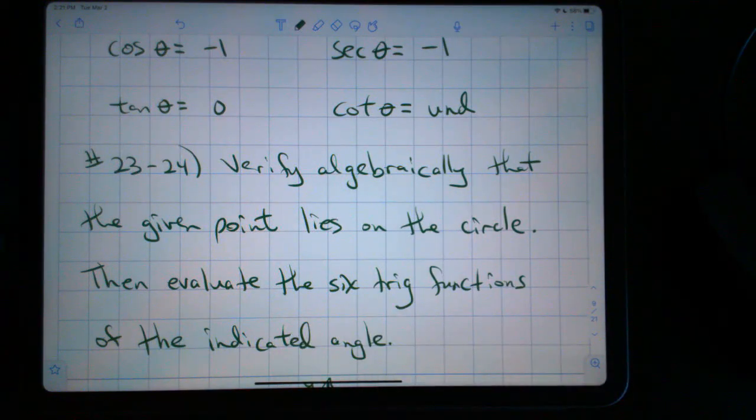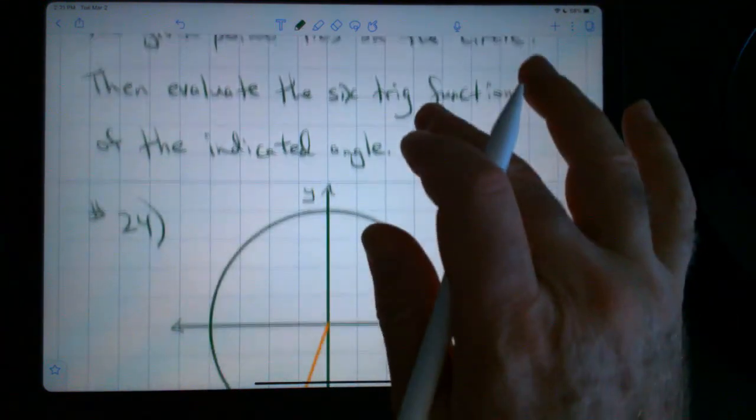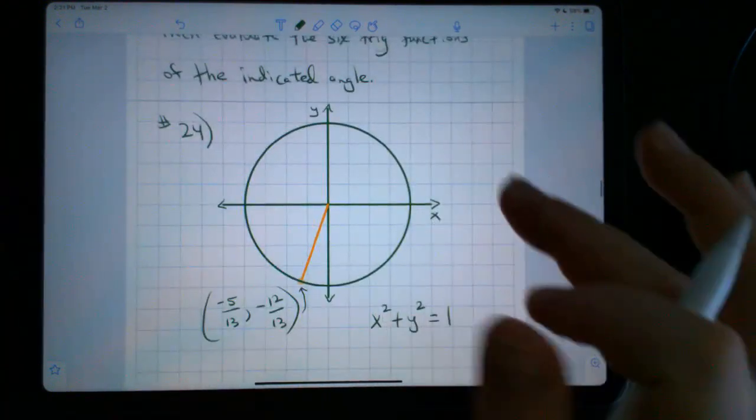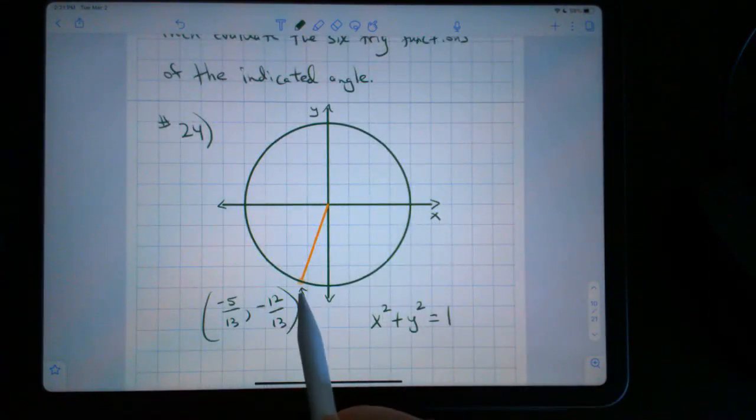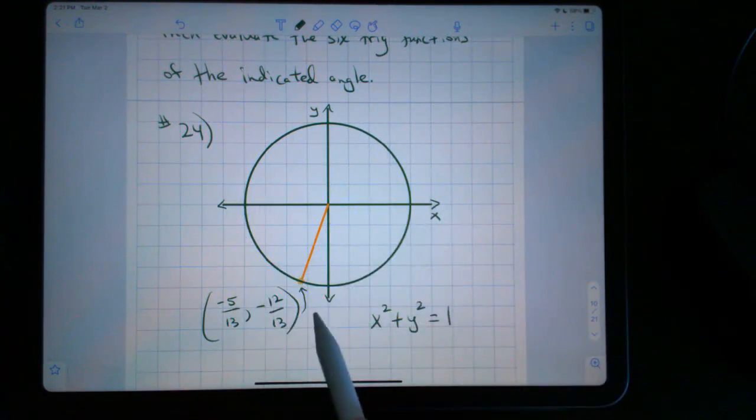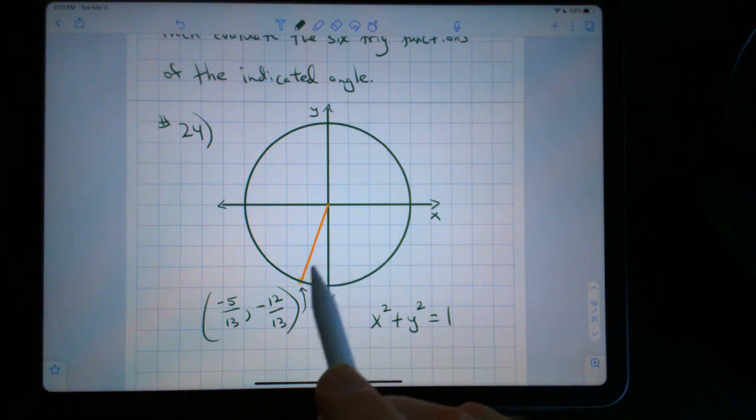For 23 and 24, verify algebraically that the given point in the figure indeed lies on the unit circle. And then B, evaluate the 6 trigonometric functions for the indicated angle. So if this is our drawing, this is the point. So first we need to verify that this point is on the circle. And then we need to find the 6 trig functions.